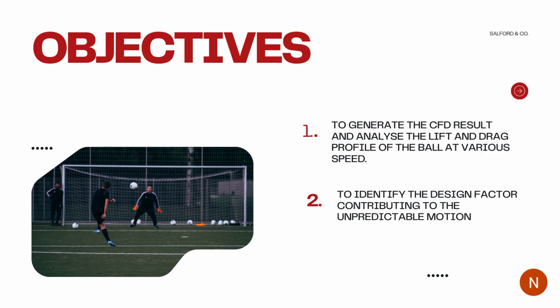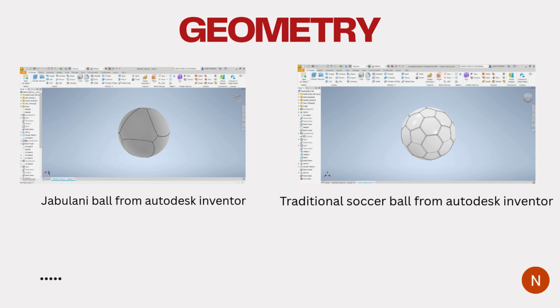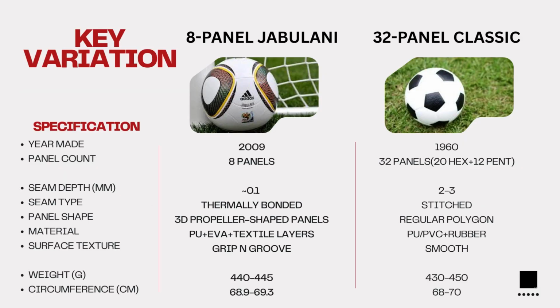Our first objective is to generate the CFD result and analyze the lift and drag profile of the ball at various speeds. And secondly, we want to identify the design factors contributing to the unpredictable motion. The geometry of solid bodies of the Jabulani ball and the traditional soccer ball were made in Autodesk Inventor. Here we can see the key variation between the 8-panel Jabulani and the 32-panel classic football.